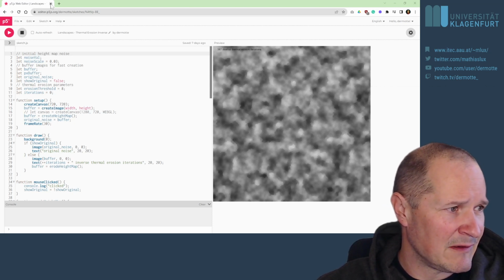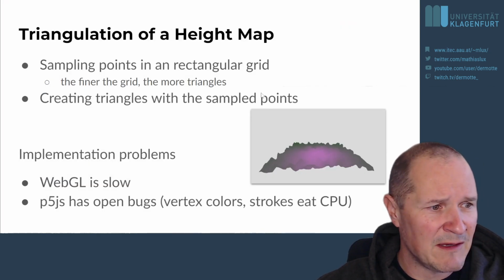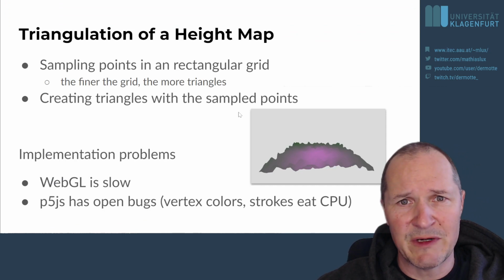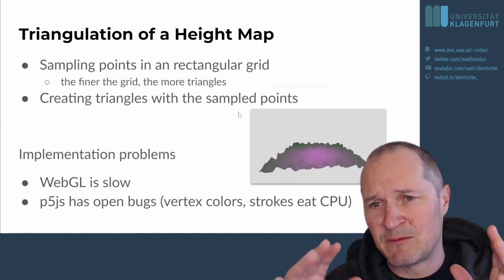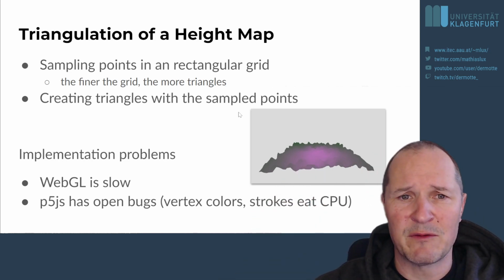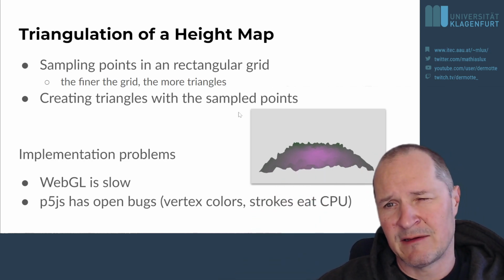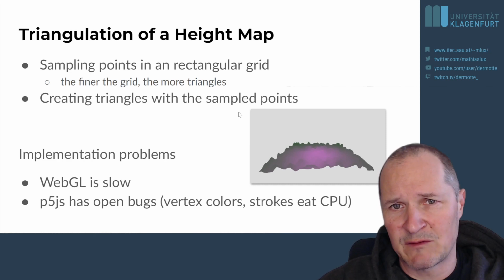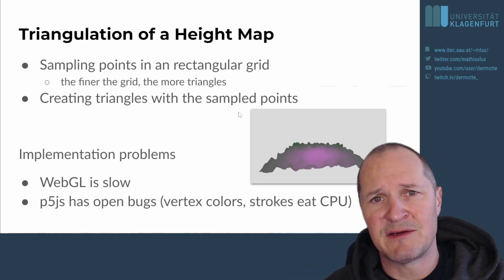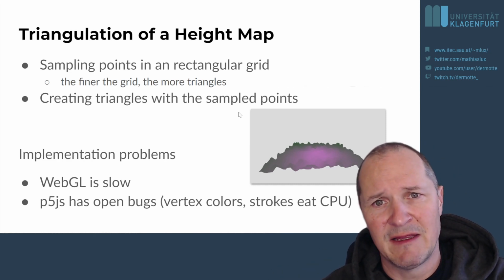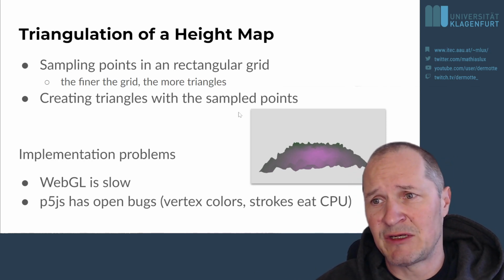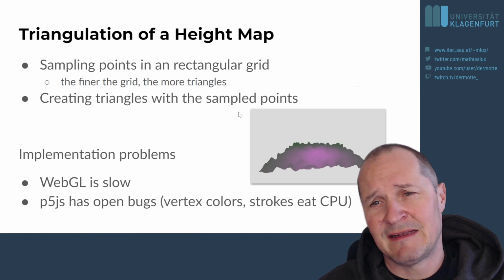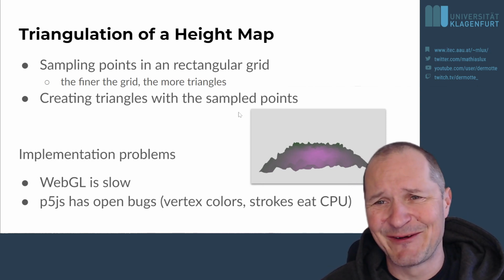And the good or the crazy cool thing about it would be to sample points on a rectangular grid, and actually give you a triangulated version which shows the whole thing in 3D. The approach would be to sample points on a rectangular grid. And the finer the grid, the more triangles you have. And then you create the triangles with the sampled points. So that actually sounds good. There is more to triangulation, of course, than that.